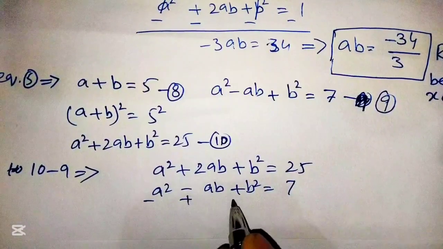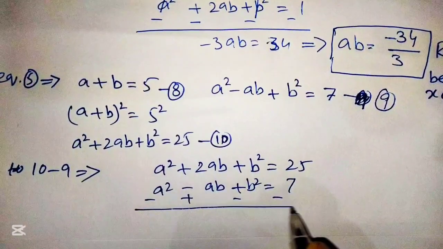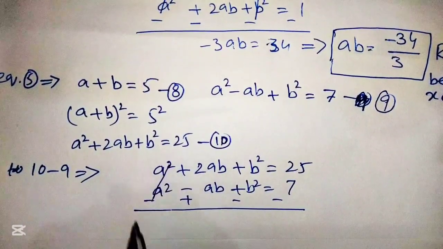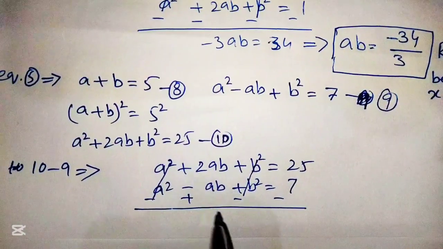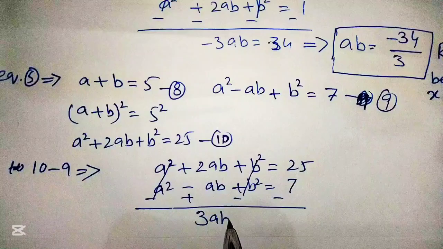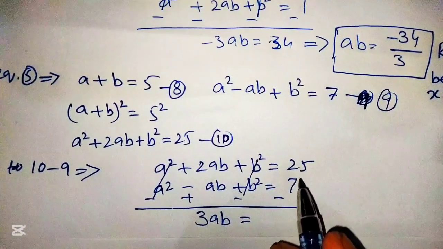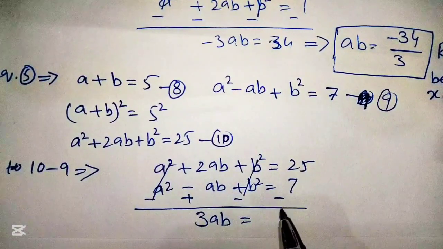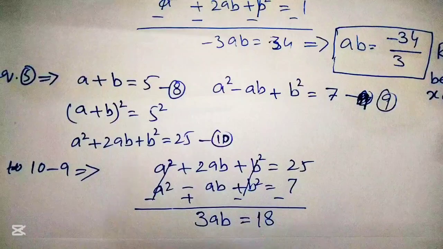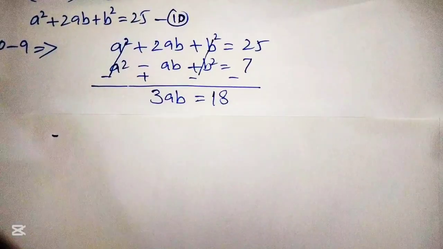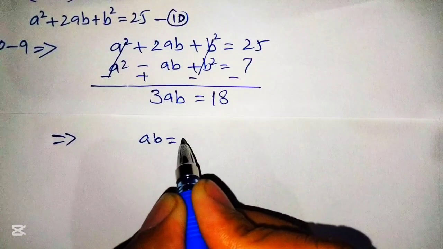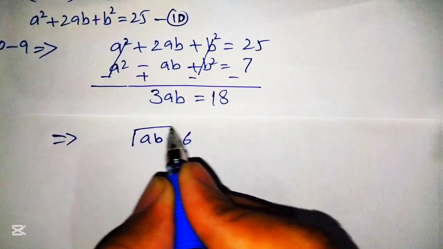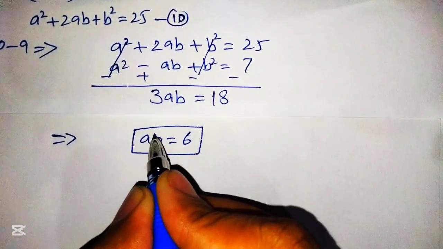Subtracting these, a square minus a square cancels out, b square minus b square cancels out, 2ab plus ab is equal to 3ab, which is equal to 25 minus 7, 18. This implies that ab is equal to 6. This is the value of a into b.